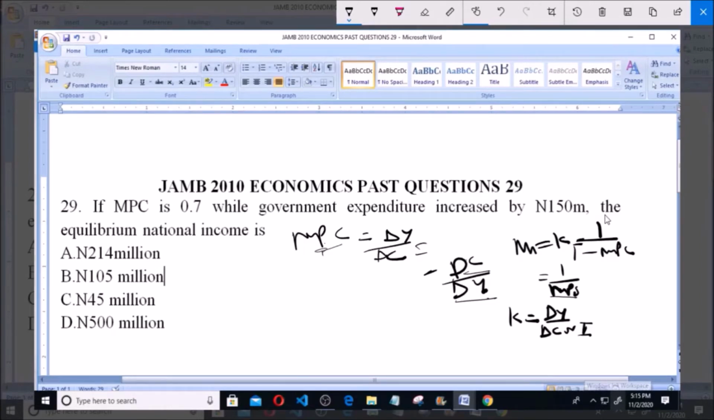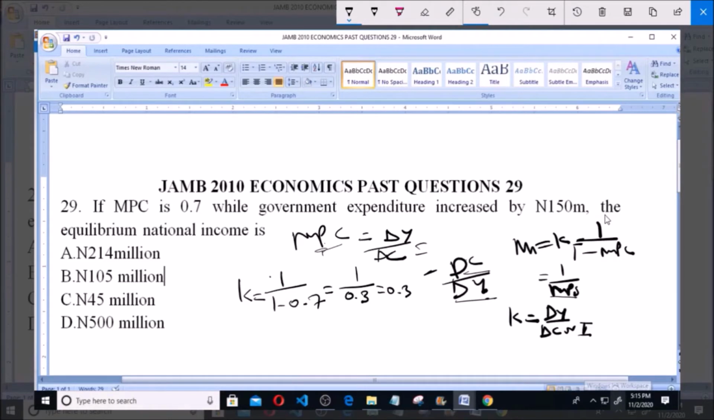And so looking at this formula carefully, we have K equals 1 over 1 minus 0.7, which is equal to 1 over 0.3. So this divided by this will give us 3.33.